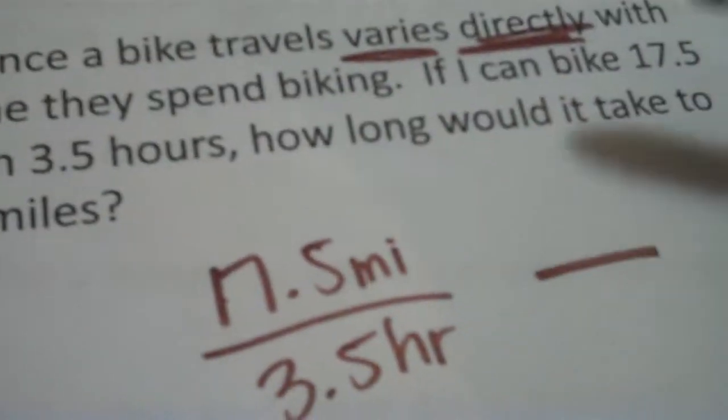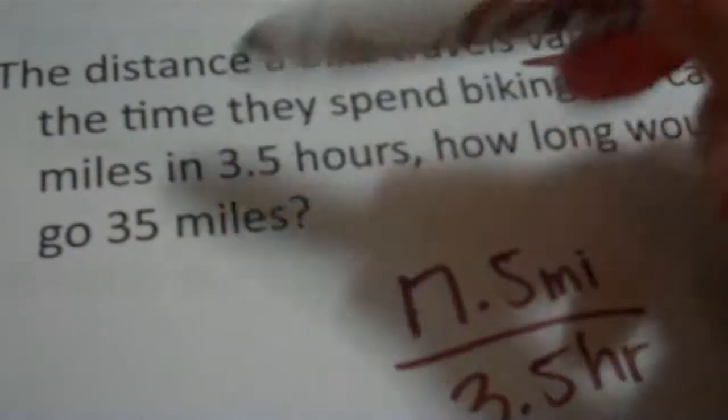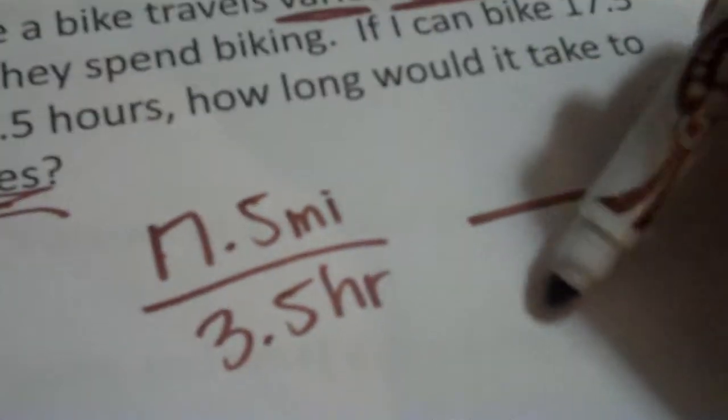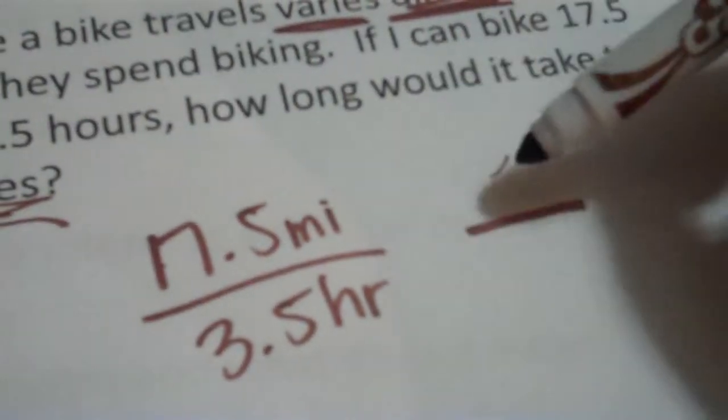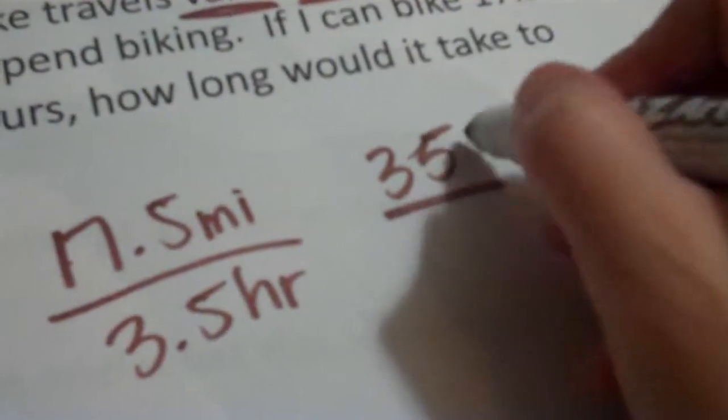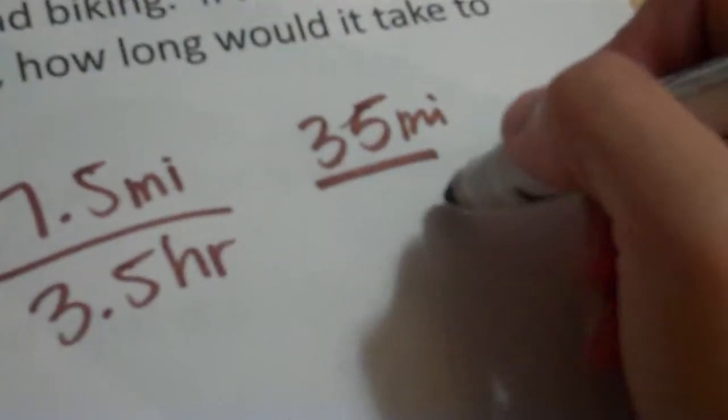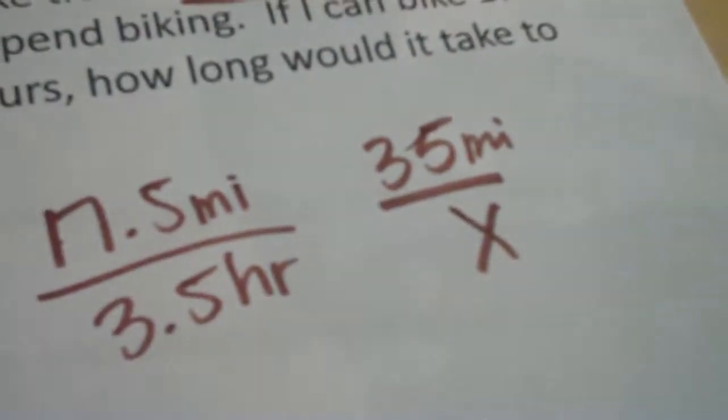How long would it take to go 35 miles? So this is miles. So am I going to put it on top or on bottom? And you should say on top because this is miles, this is miles. So over here, I'm going to go ahead and put 35 miles. And then you need to put like a question mark or an X. Like we don't know how many hours.